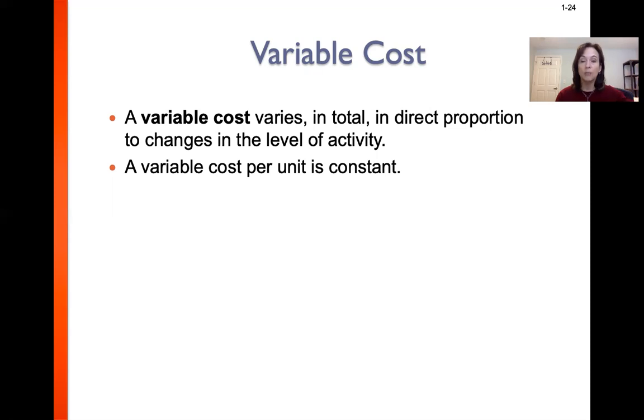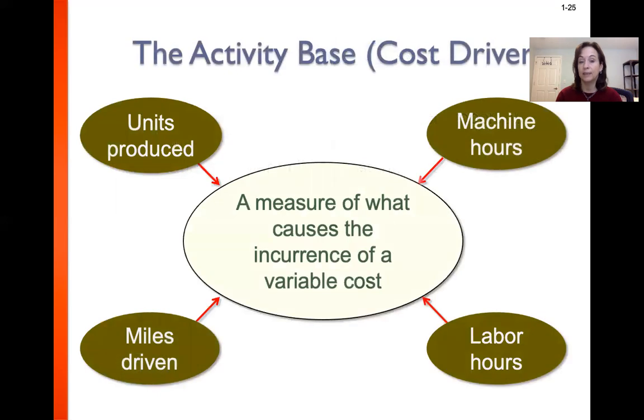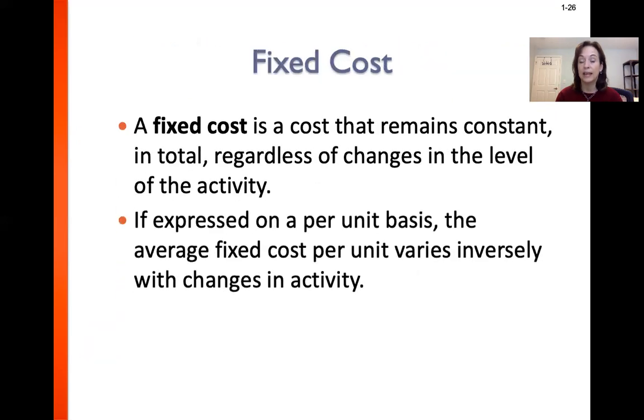So as we sell more, our cheese cost goes up in total. Per unit, it's staying the same. So that is a variable cost. A fixed cost is exactly the opposite. A fixed cost in total, when our activity changes, stays the same.